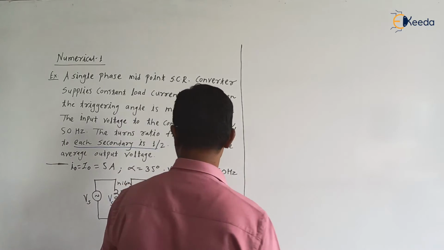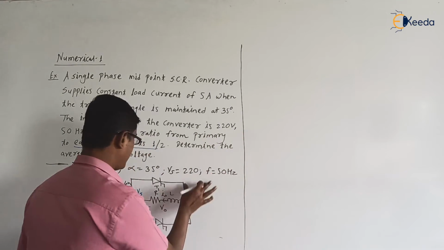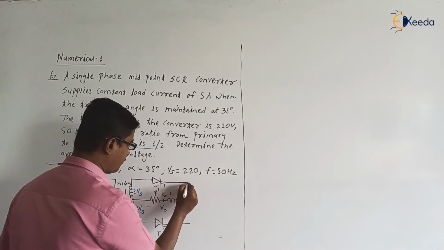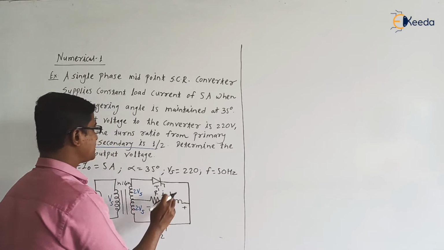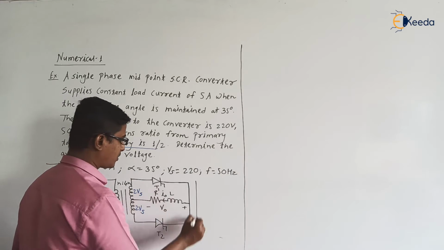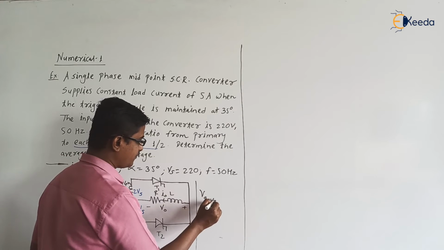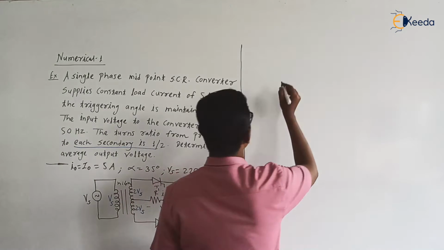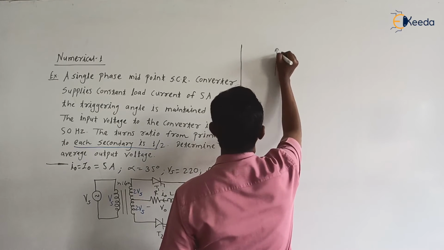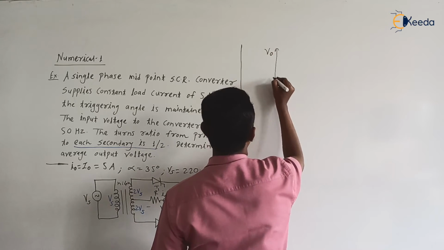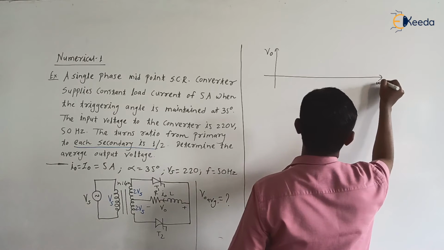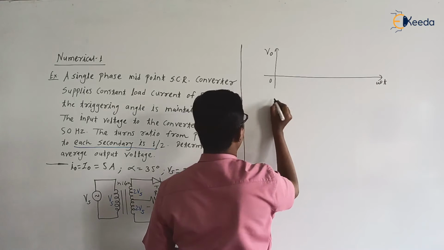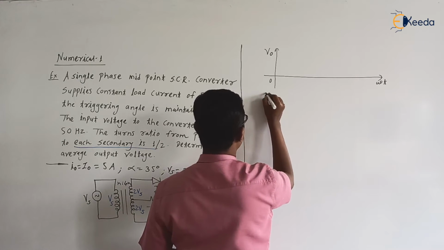So next, our task is to find V0, the average output voltage. Okay, we need to find the V0 average. Very important. So next, can we draw the waveform? Yes, the V0 waveform. This is omega t, right? And I0 constant we are having. This is I0 we are having.